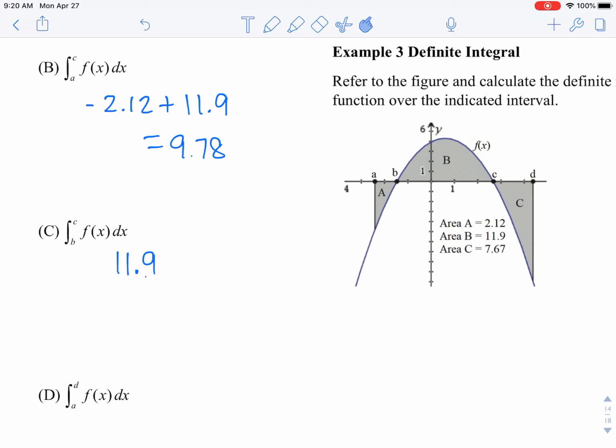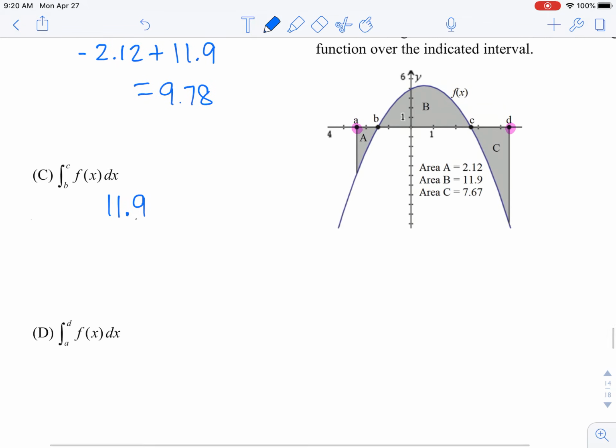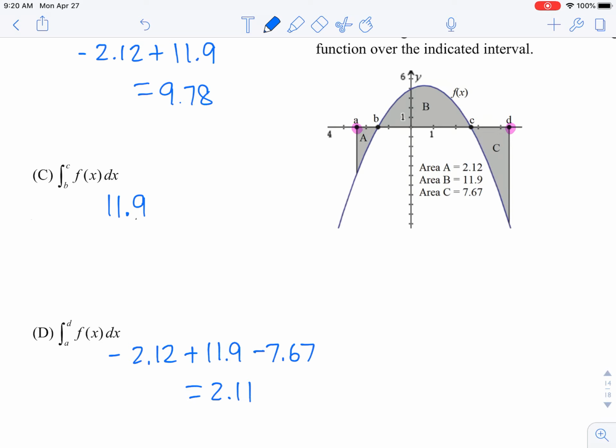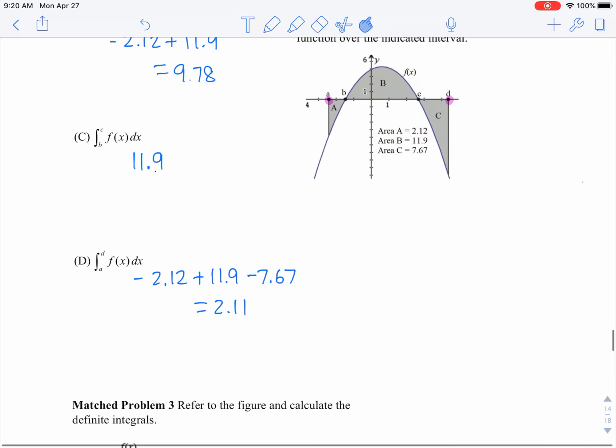And in D, it goes from A to D. So from A to D is the area A plus the area B plus the area C. Area A is going to be negative, area B positive, and area C negative. Adding those up, I get 2.11.